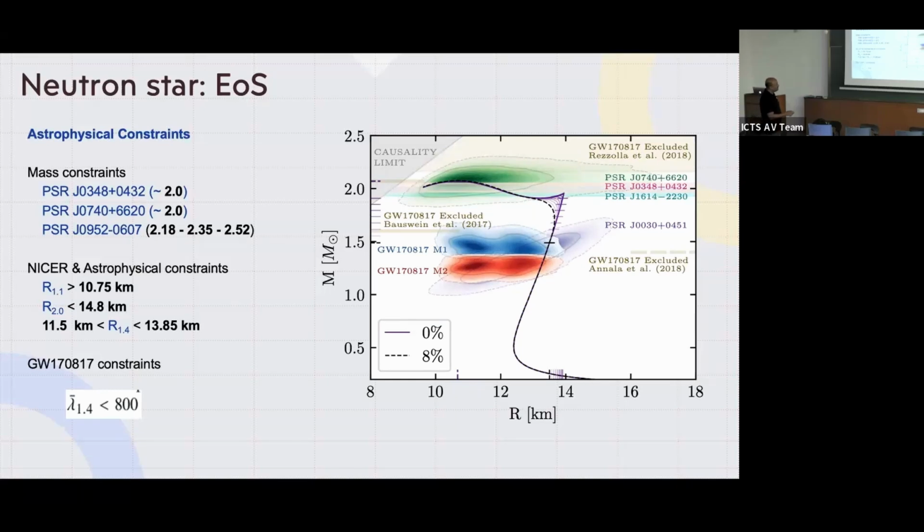This, as we told, is a causality limit that comes from the speed of sound. Here, for this green one, PSR, this is the 65% confidence level. This is the 93% confidence level. Okay, so these are the bounds on the equation of state that are given by the astrophysics.